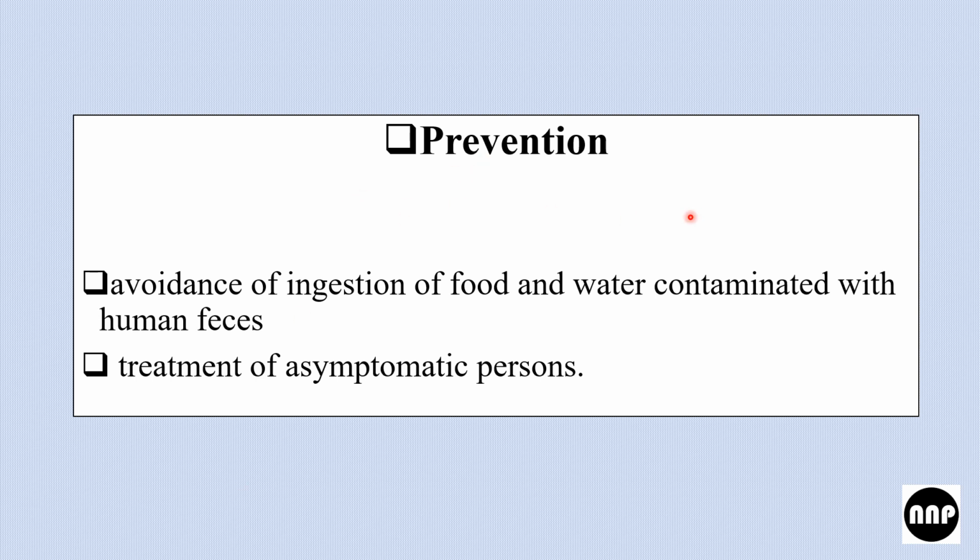The mode of infection is ingestion of food and water contaminated with the cyst. So for prevention, we should avoid any food or water which has a high probability of being contaminated with human feces. And then treatment of asymptomatic persons should be given.